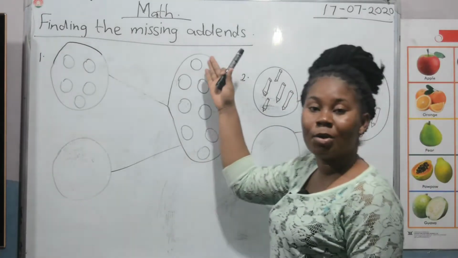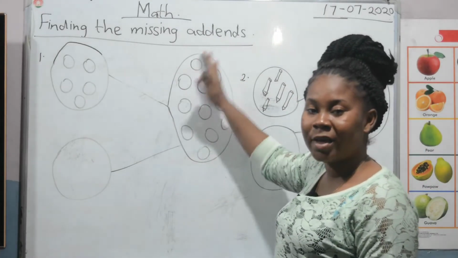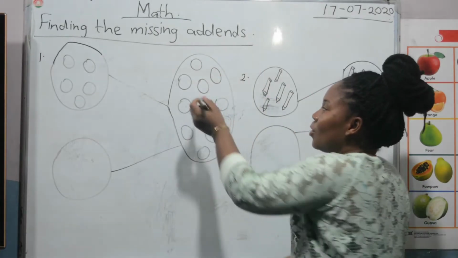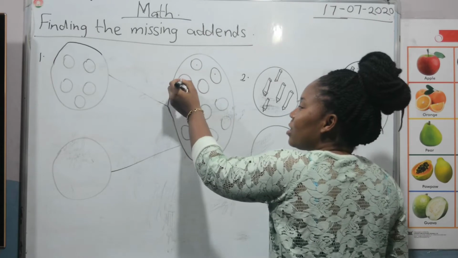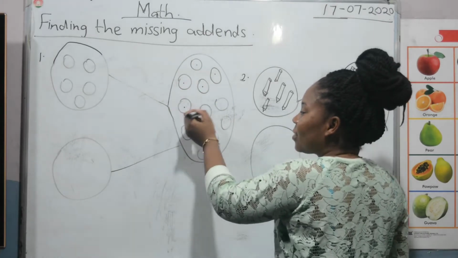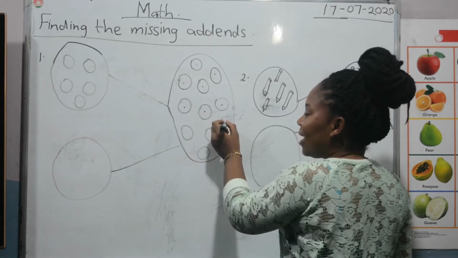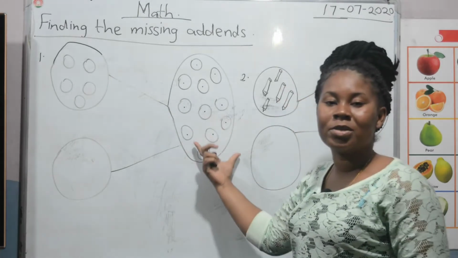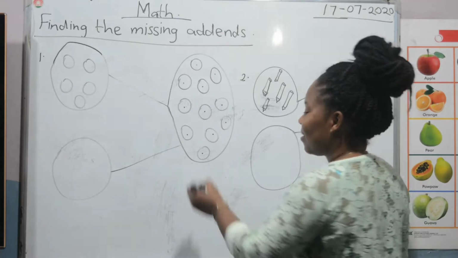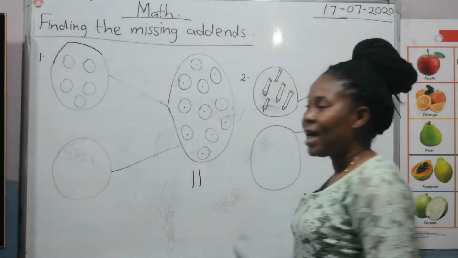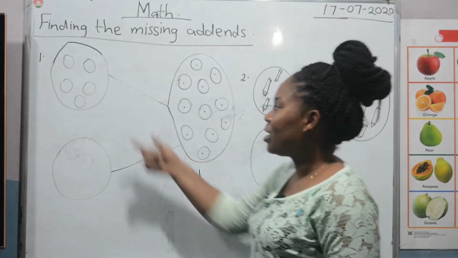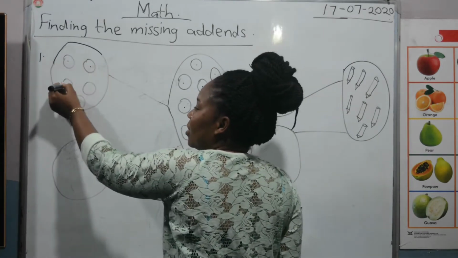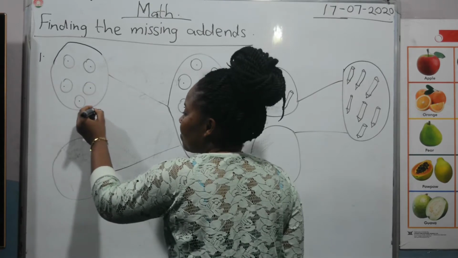So let's count the oranges in this bigger circle. Let's count. 1, 2, 3, 4, 5, 6, 7, 8, 9, 10, 11. So how many oranges do we have here? 11. Very good. So you write your 11 under the circle. Now let's count this one too. 1, 2, 3, 4, 5. So we have 5 here.